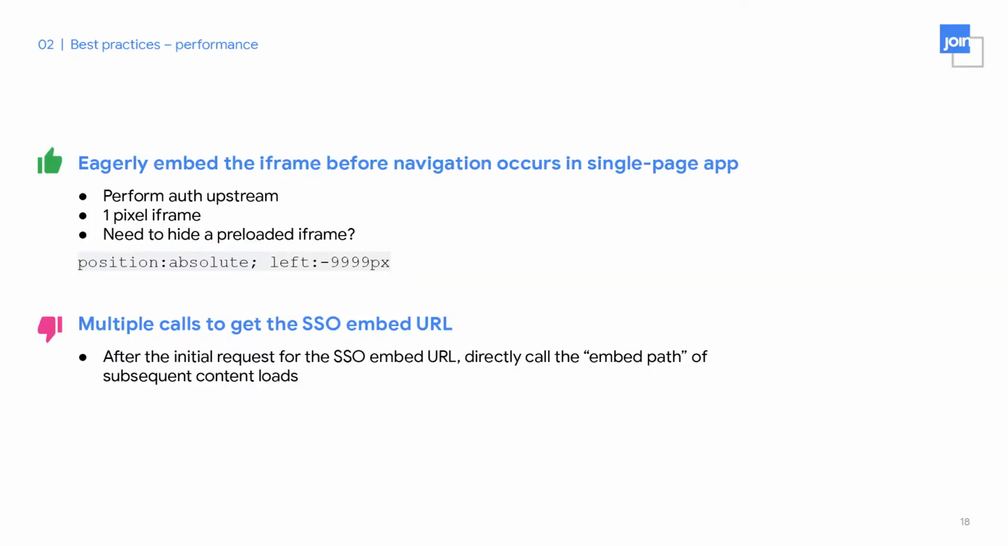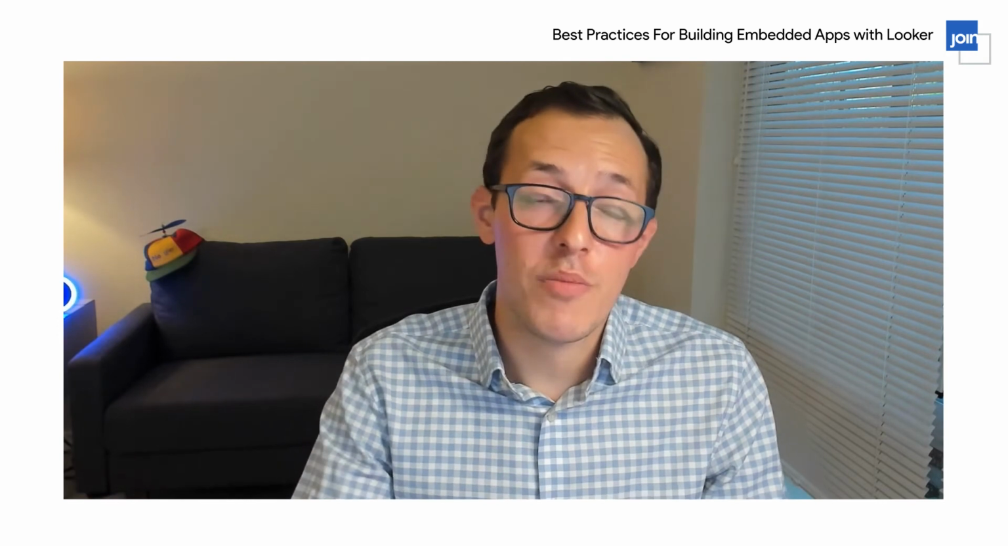Another tip, and we see this quite often: you want to make sure you're avoiding multiple calls to get the SSO embed URL. So really, quite simply, after the initial request for the SSO embed URL, every subsequent request, all you have to do is directly call the embed path of that iframe. You don't need to go through the SSO step, which actually takes the longest since it's a round trip to get the information and all the auth for the SSO.